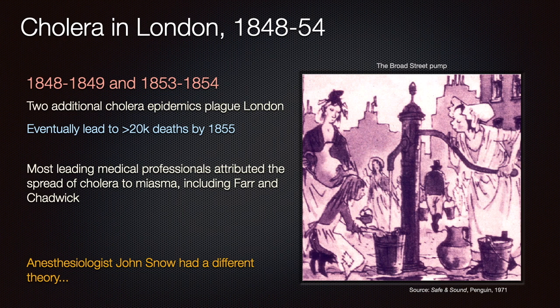Farr was by this time the leading authority on infectious disease and the premier epidemiologist of London. Farr concluded that cholera was spread via miasma, and Chadwick, the Sanitation Commissioner of London, agreed. Further, Farr also hypothesized that cholera was linked to elevation through what turned out to be a faulty analysis of the data of the time.